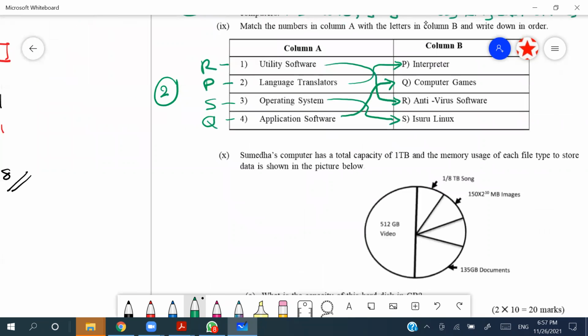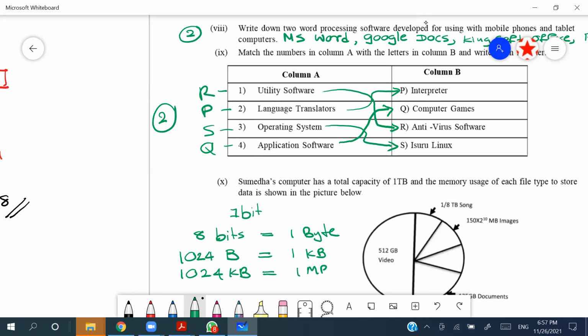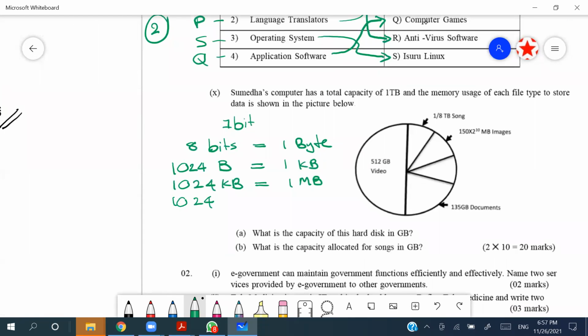So for this, you should remember the bit chakra, isn't it? 1 bit is the smallest one, 8 bits equals 1 byte. Then after that, 1024 takes place, right? 1024 bytes equals 1 KB. 1024 KB equals 1 MB. 1024 MB equals 1 GB. 1024 GB equals 1 TB. And finally, 1024 TB equals 1 PB. Right? So this is easy now. They ask for the capacity of the hard disk in gigabytes. So the answer is 1024 GB.